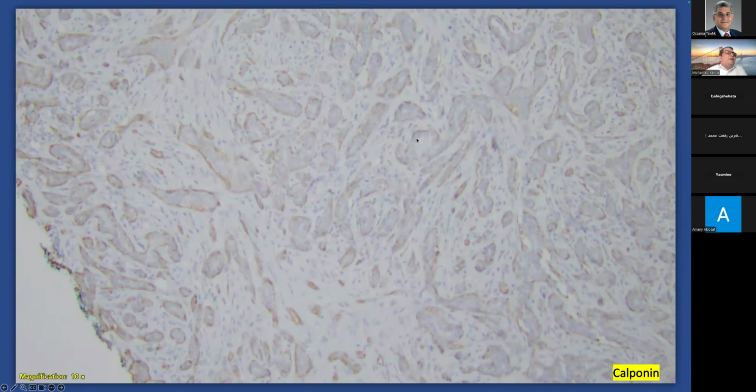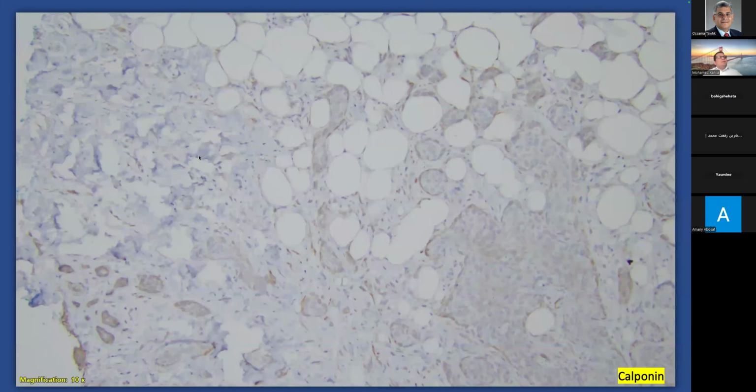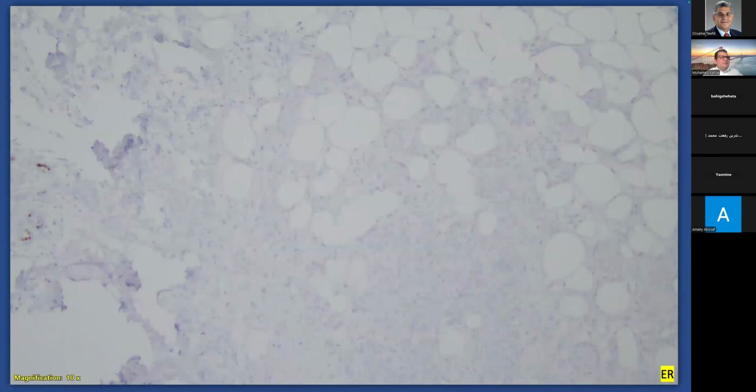And as I say, they have variable expression of myoepithelial markers. So this is calponin. So this is one of the tumors in the breast. You will have myoepithelial positive, but still carcinoma. But if you do other markers, like you see here in the calponin, some of them are weak, some of them are negative. That is expected in this carcinoma.